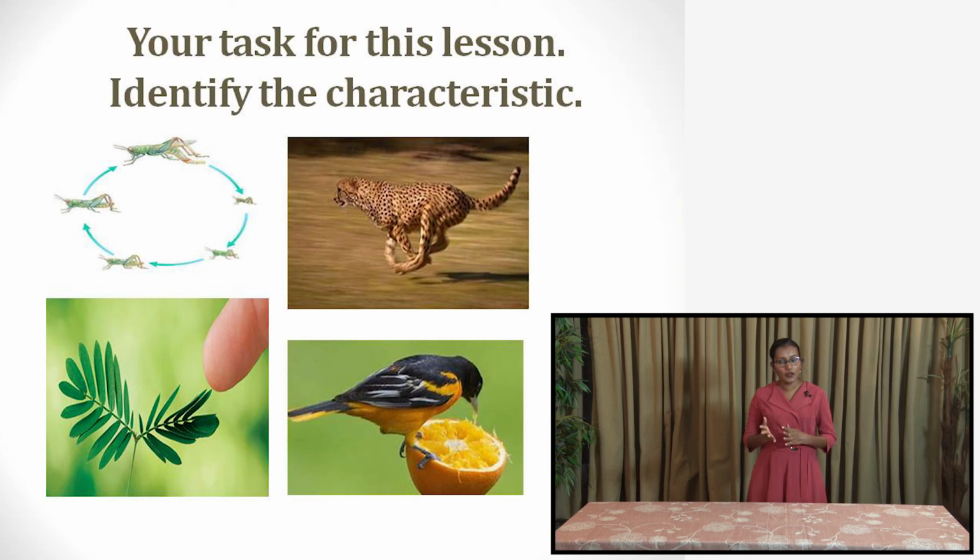Then we're moving on now to the cheetah. What characteristic is displayed there? Excellent. Movement. We're going to go with the one with the plant and the finger. Excellent. Irritability, or you could say respond to a stimulus. And the one with the bird. Very good. Nutrition. The bird is feeding.